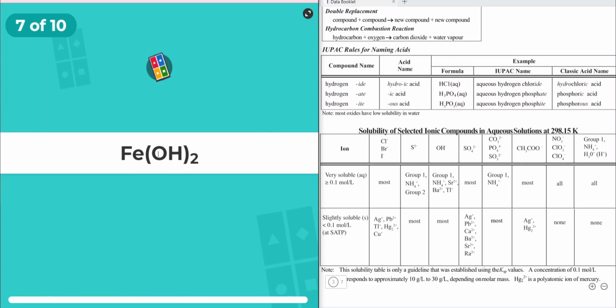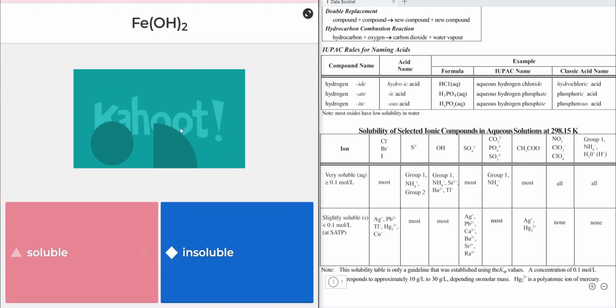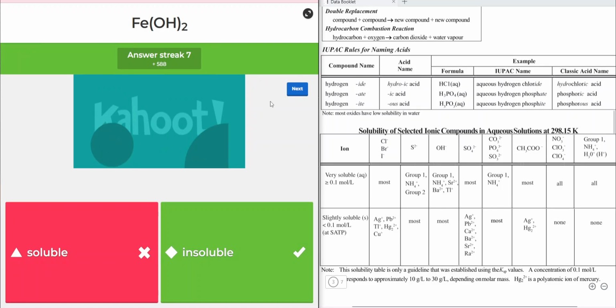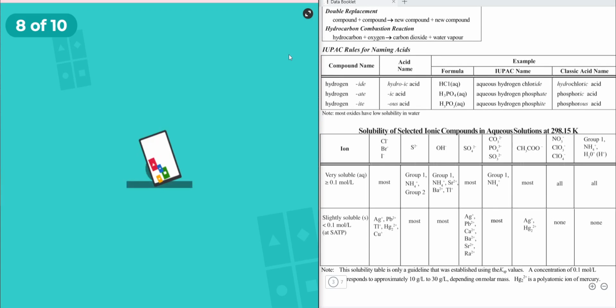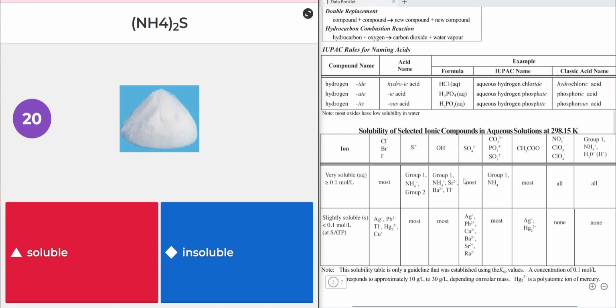This is iron, and then we have the oxide or hydroxide. When you have the OH, it's going to tell you either it's just a salt, so right here it's most, so that is going to be right. It's going to be slightly soluble, or it's a base. But in this case, it's not a base. It's only slightly soluble or insoluble. Okay, and third to last question, we have NH4 and then S2 minus, so right here, NH4, so very soluble.